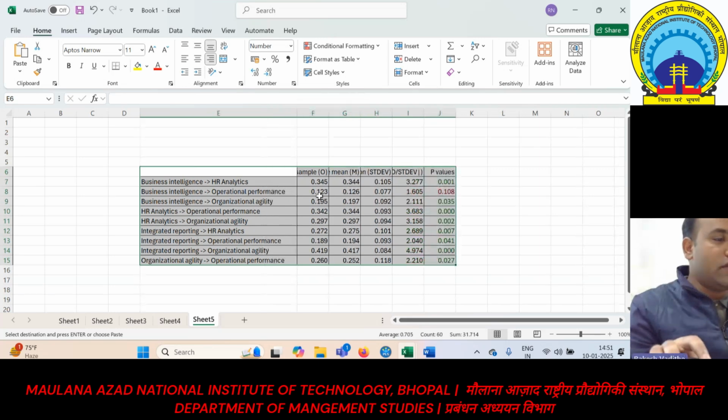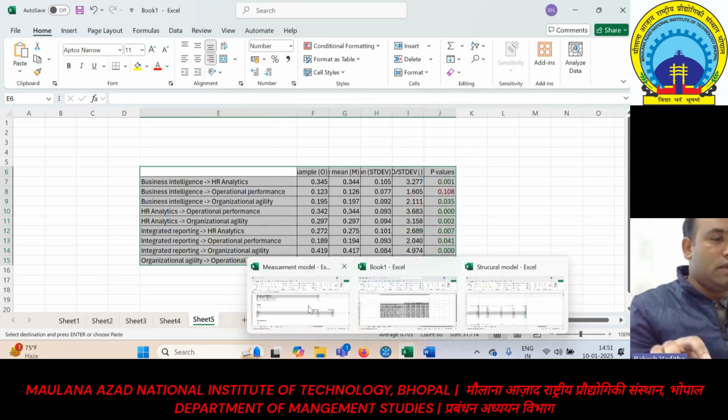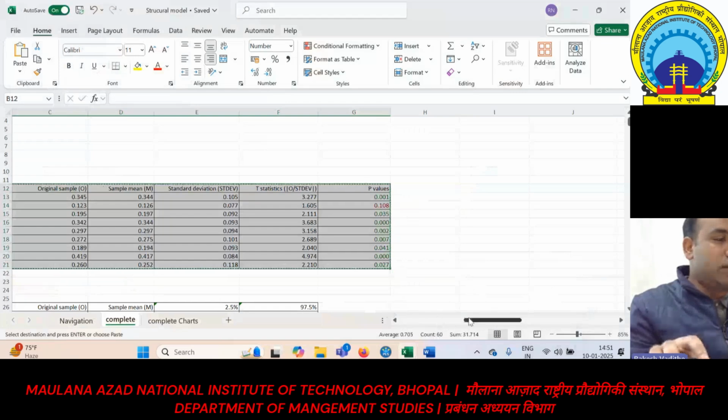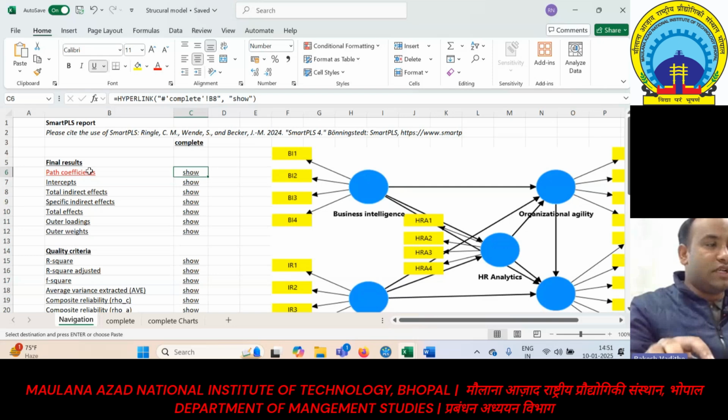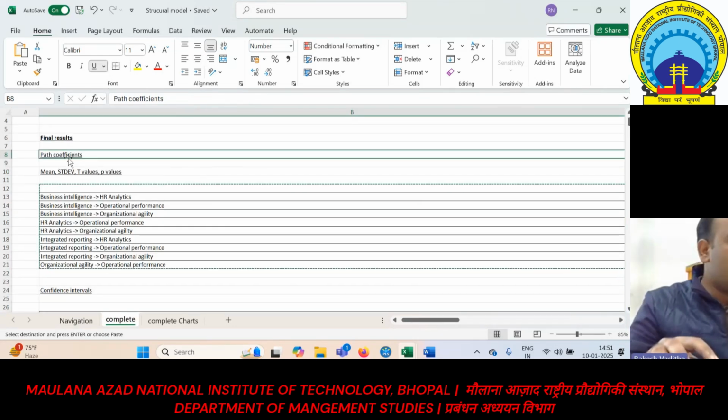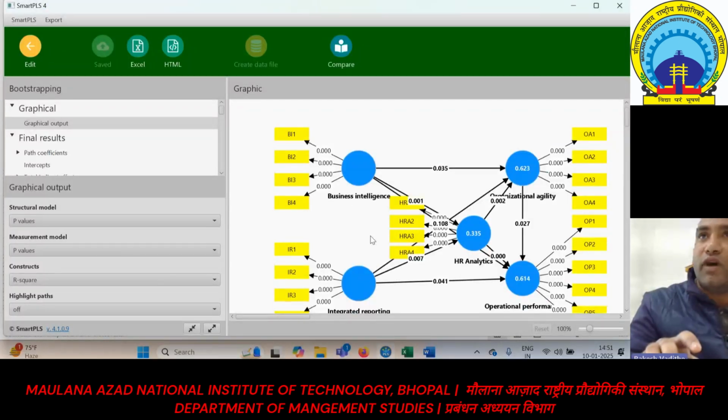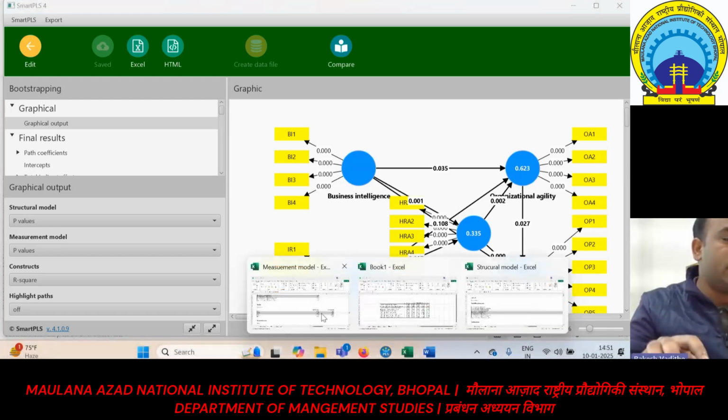That path coefficient, again I am repeating. In the structural model, here in the navigation, show the path coefficient option. Here you will get the path coefficient. We have proposed this model, so whatever relations we have made, you will get that result here.